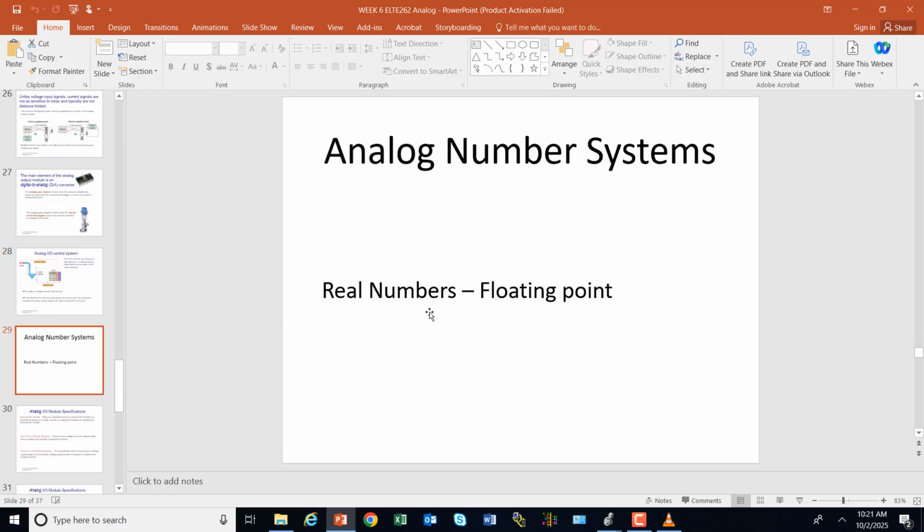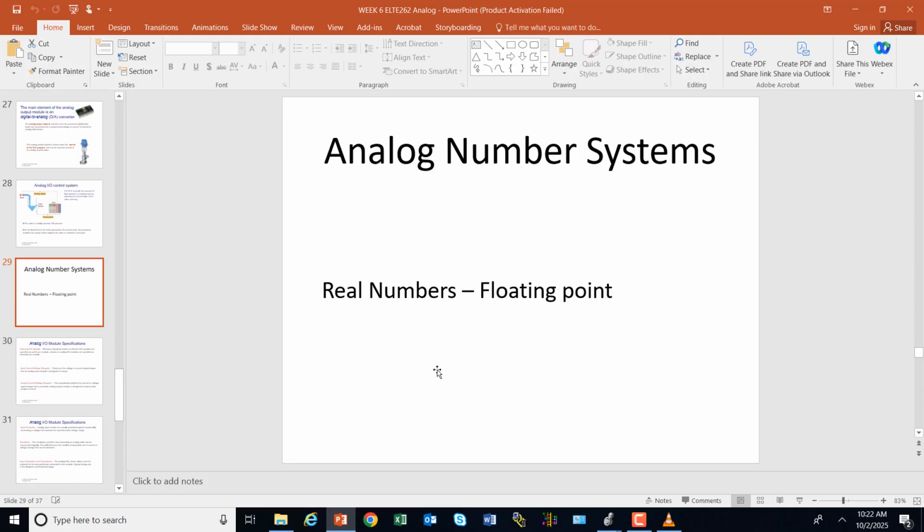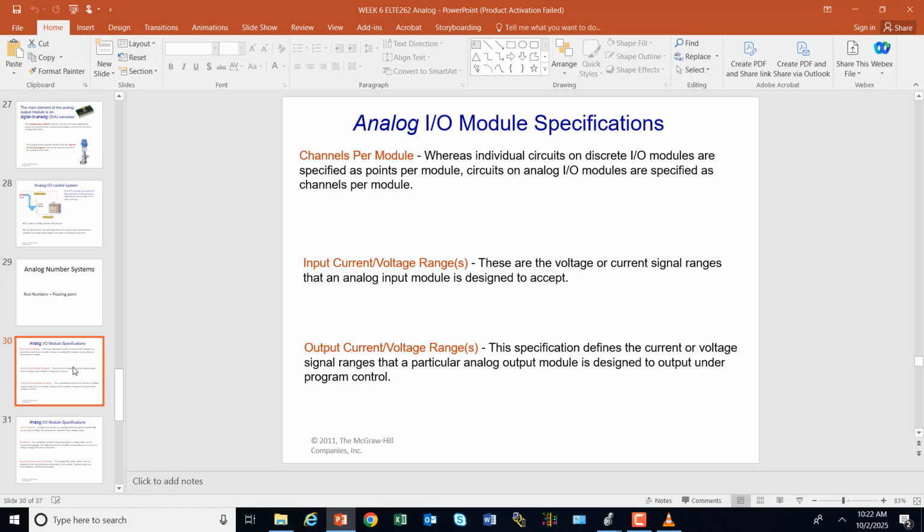So with the analog number systems, we're going to get a new data type, our real numbers. That's our floating point. So we can essentially get not infinite, but almost infinite, or a very large number of different outputs and inputs. All right. Then we're going to have a decimal point, basically.